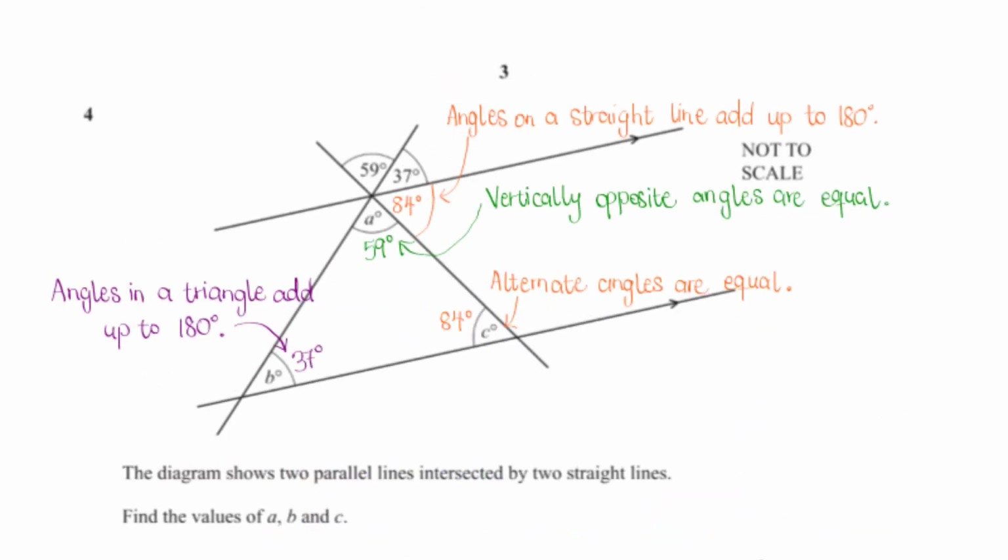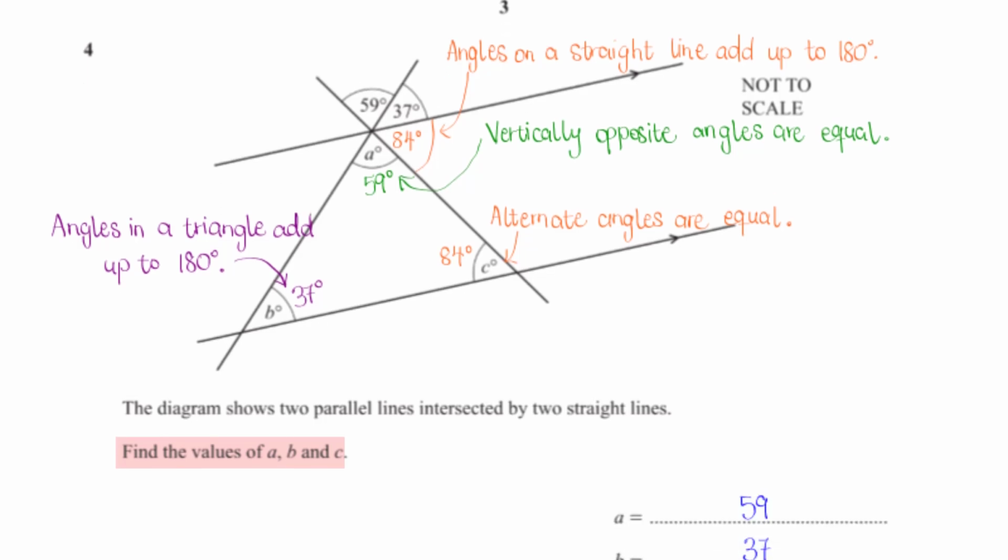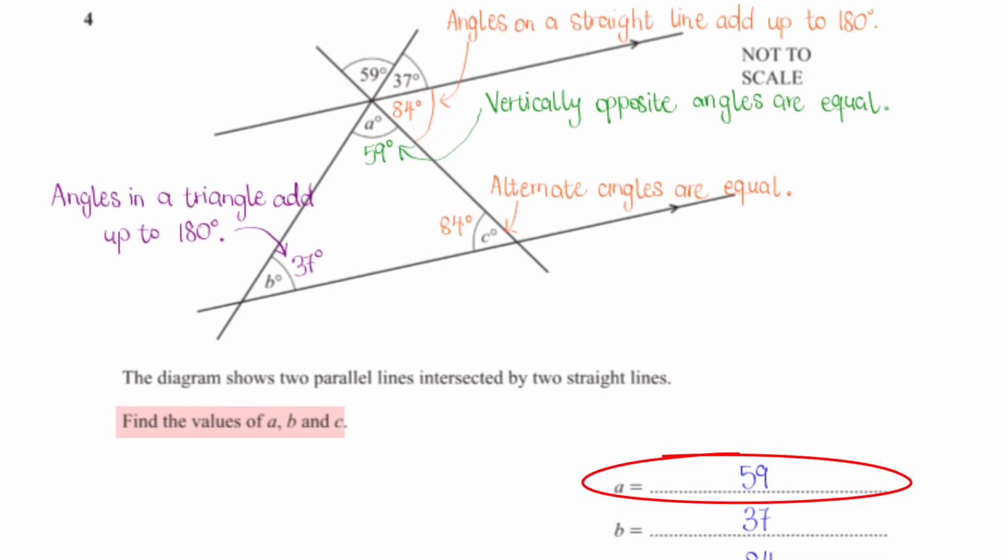The diagram shows two parallel lines intersected by two straight lines. Find the values of A, B, and C. So when we take a look at the diagram, we can quickly tell the value of A because we know that vertically opposite angles are equal. And so since the angle above A is equal to 59 degrees, then it means that A is also equal to 59 degrees.